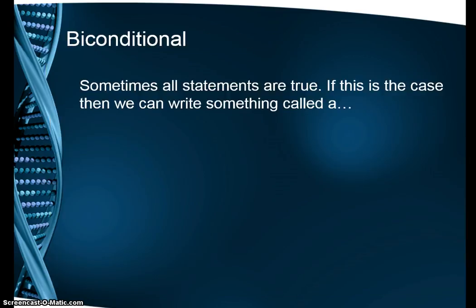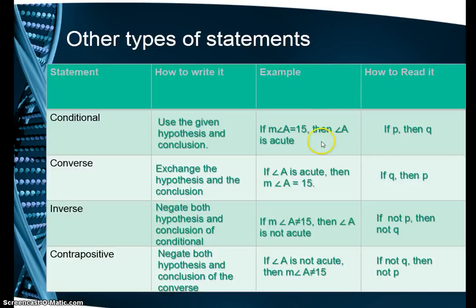Sometimes all statements are true. So looking at this here, this first statement and this one here are true, but the ones in the middle are actually not true. Because if it's not 15, it could be something else. It doesn't necessarily mean if it's not 15, it's not acute. But if it's not acute, then there's no way that it can be 15 degrees.